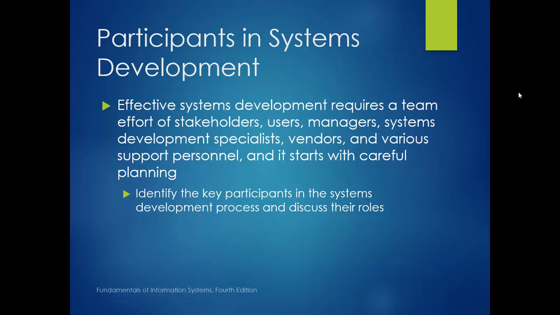Part of the planning process is to identify all involved entities, which will lead to an effective system development process. It will be a team effort comprised of users, managers, systems developers and specialists, vendors, various support personnel, and any other involved stakeholders. The planning phase will include the list of all participants and their roles in the development process.